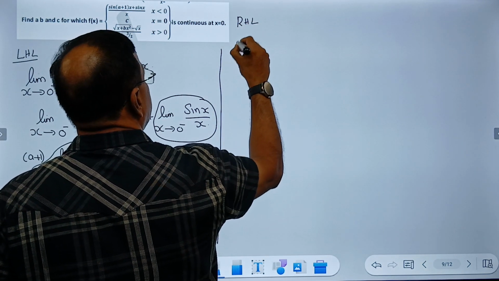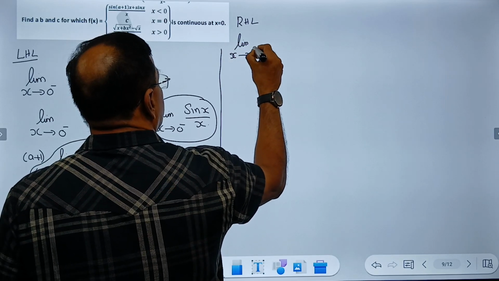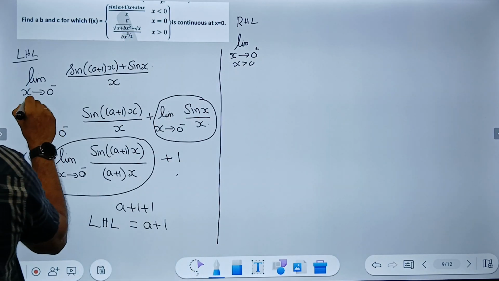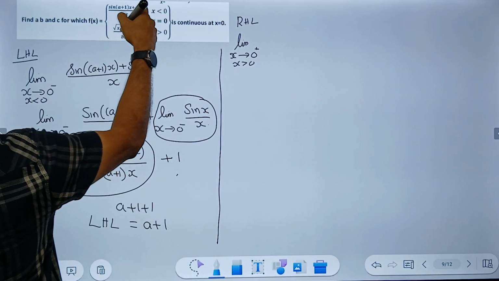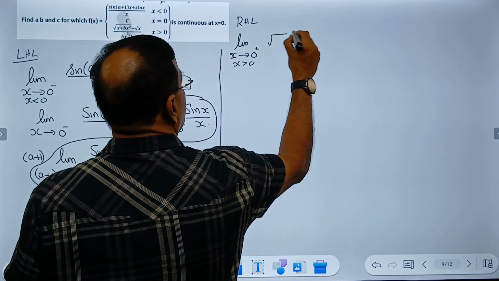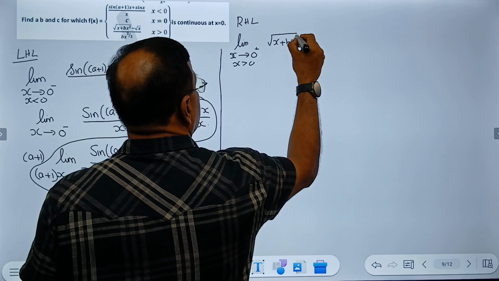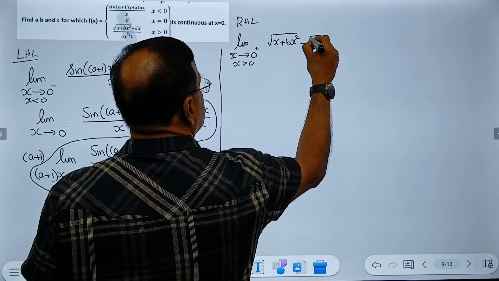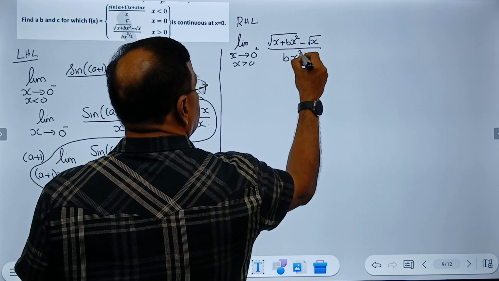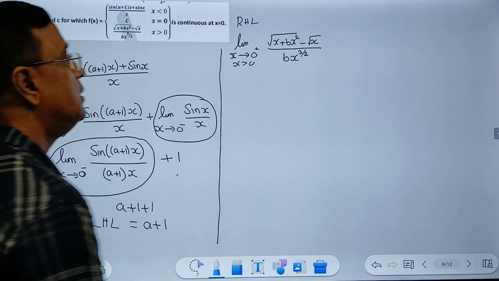The right hand limit will be limit x approaches 0 plus. 0 plus means x is greater than 0. And here it is less than 0. That is why I chose this function. Since it is greater than 0, I will be using the third one. What is that? Root of x plus bx square minus root of x divided by bx power 3 by 2. Okay. Now how do I evaluate this limit?